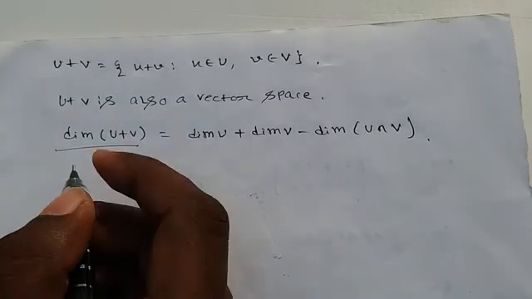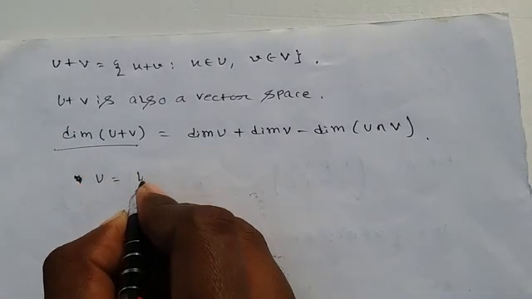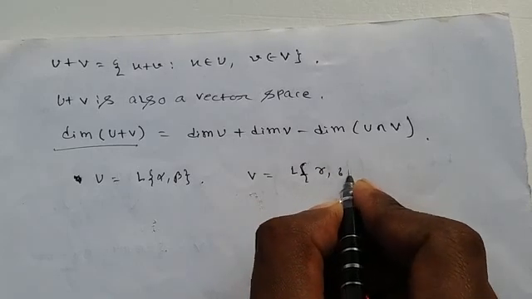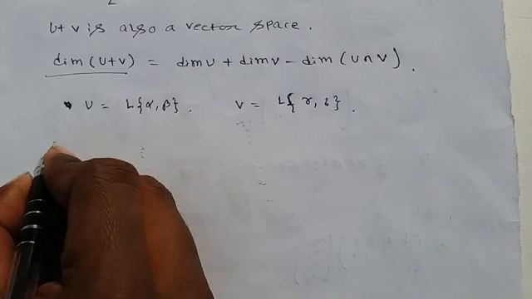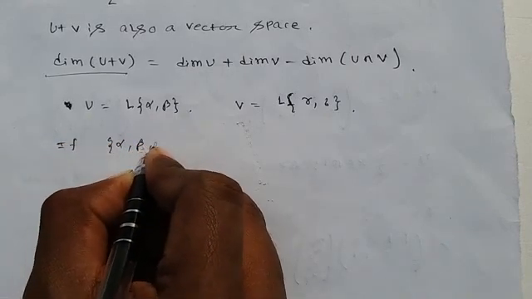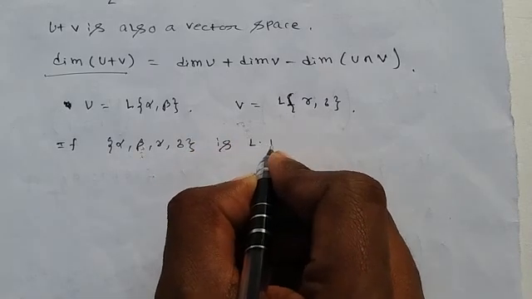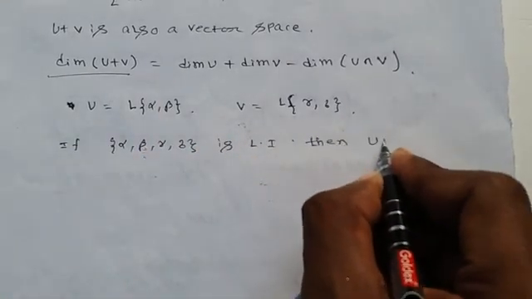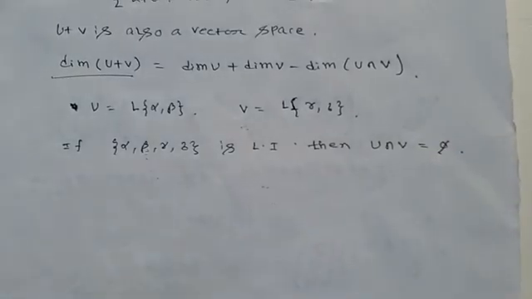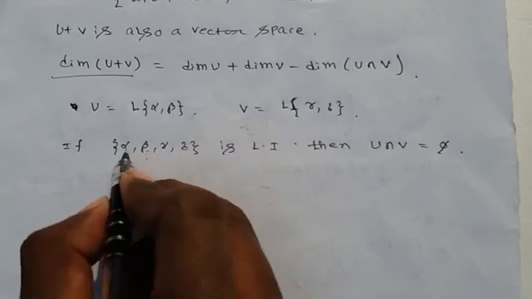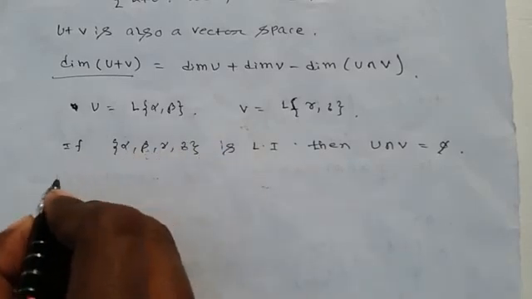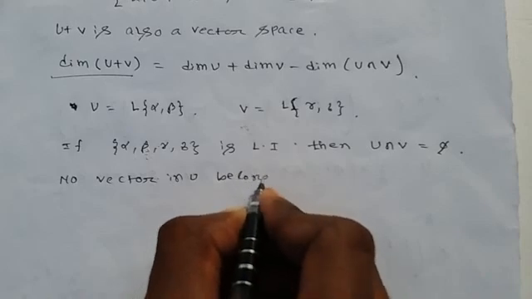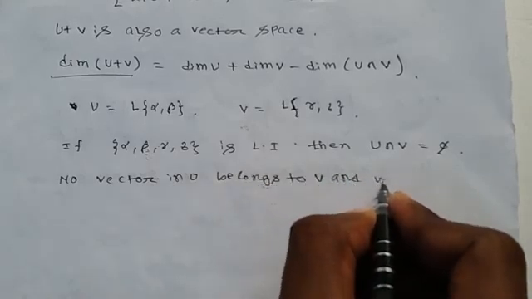Now friends, since U is a vector space generated by the two vectors alpha and beta, and V is a vector space generated by two vectors gamma and delta, if alpha, beta, gamma, delta are linearly independent, then U intersection V is equal to phi, because if these four vectors are linearly independent, then no vector in U belongs to V, and vice versa.